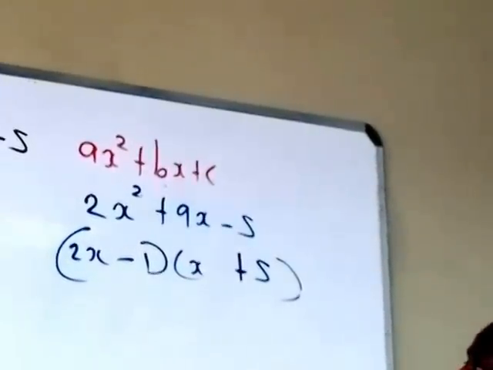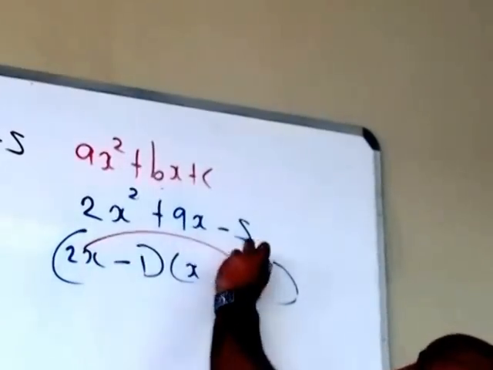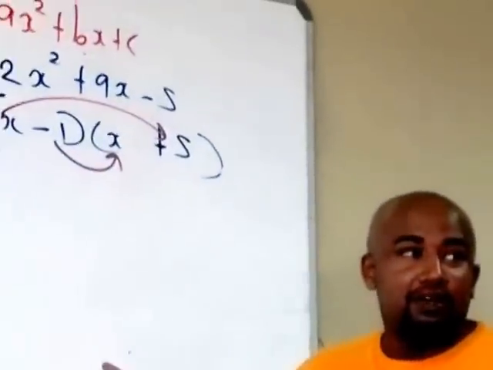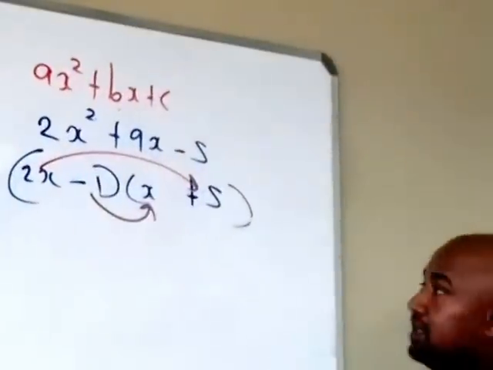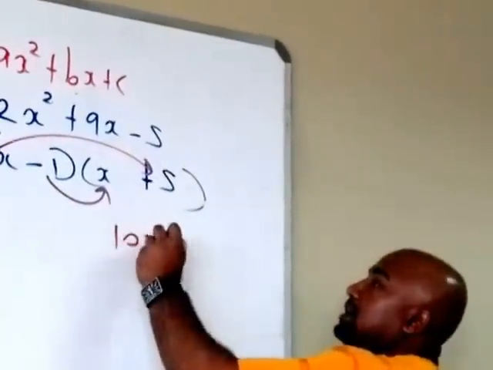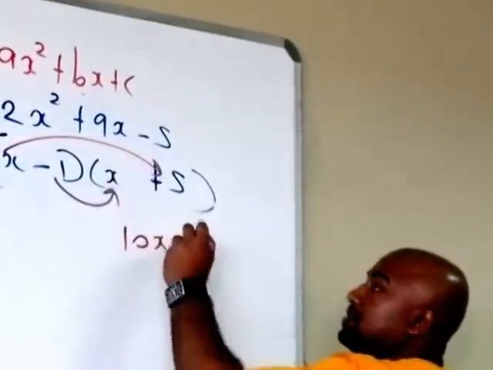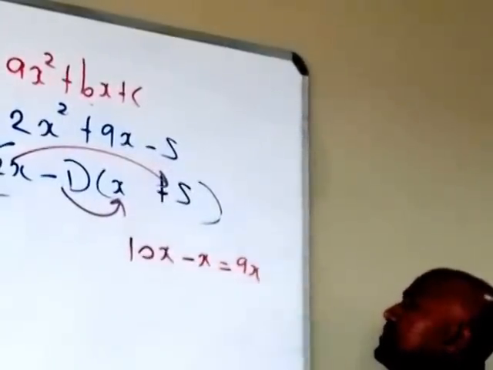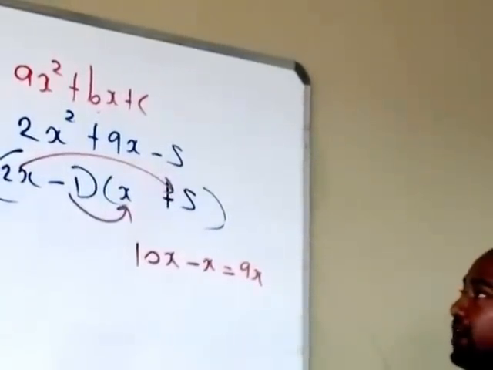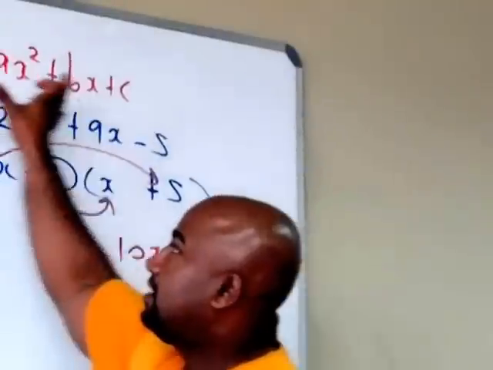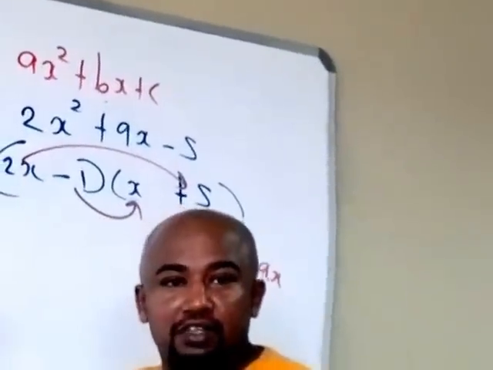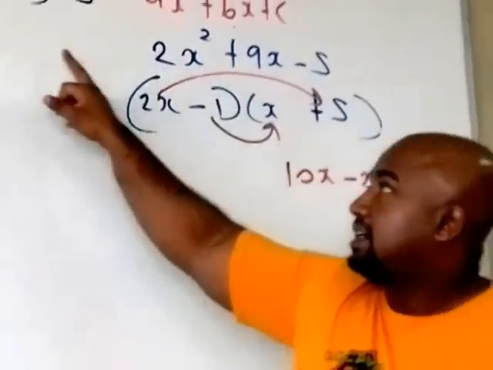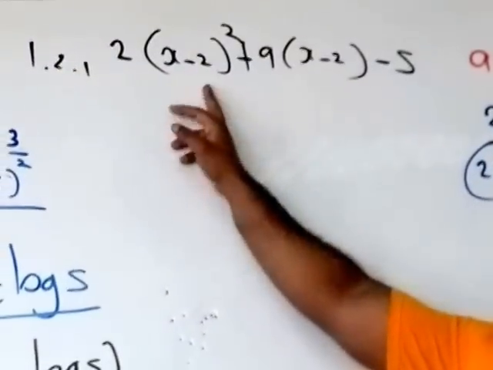Check. 2x times 5 minus 1 times x. Check if you multiply it out, do you get the middle term? 2x times 5 will be 10x, minus 1 times x will be minus x. 10x minus x is equal to 9x. So now, if you look at this example and look at that, it's almost the same. Can you see that? The only difference is now there's not just x there. In place of x, there's now x minus 2.